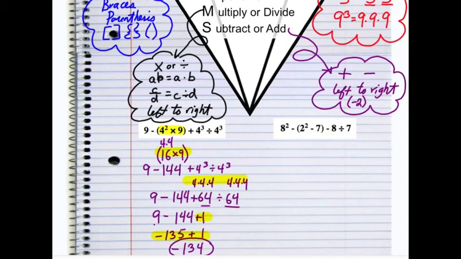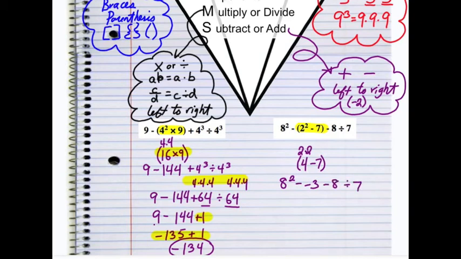The second example we're going to do, again, has that grouping symbol component to it. So the first thing I need to do is my grouping symbols. Inside the grouping symbol, I also follow the order of GEMS. So 2 squared is 2 times 2, which is 4, minus 7. 4 minus 7 is negative 3. So now I bring everything else down. 8 squared minus negative 3 minus 8 divided by 7.